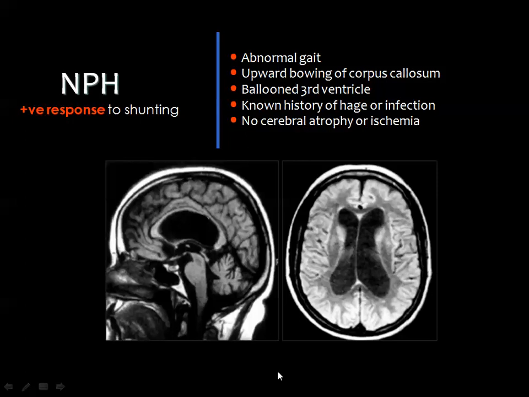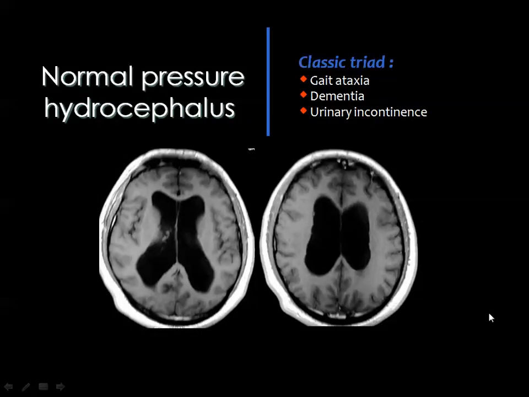Then there are some criteria to guide the surgeon as to whether this patient will benefit from the shunt tube or not. And these criteria include abnormal gait, upward bowing of the corpus callosum, ballooning of the third ventricle, known history of subarachnoid hemorrhage or meningitis previously, and you should not see in the scans evidence of cerebral atrophy or infarctions. Then this is normal pressure hydrocephalus. The ventricles are dilated, but the cortical sulci are normal.